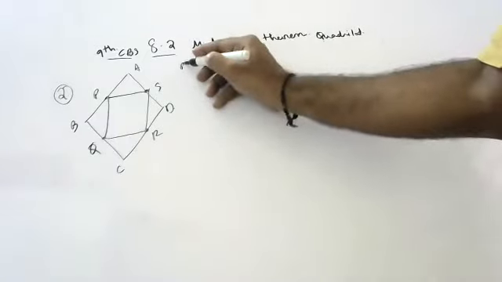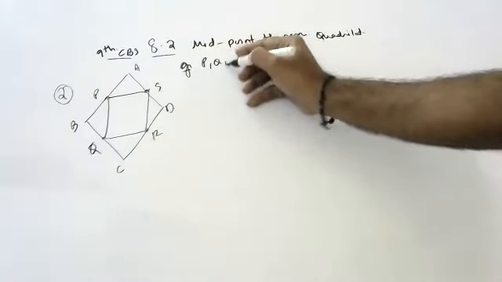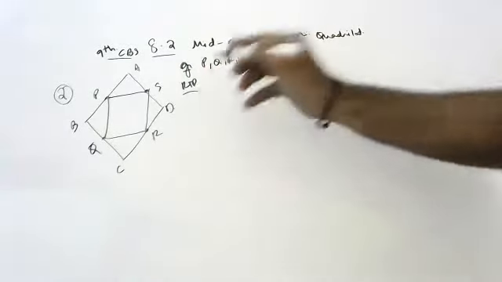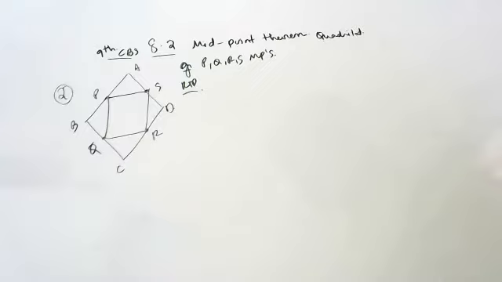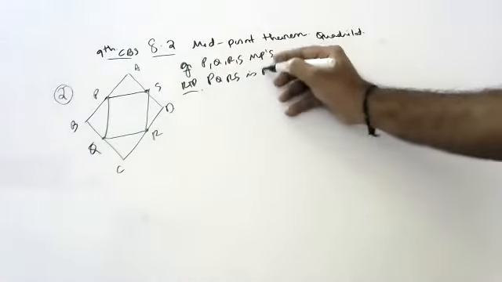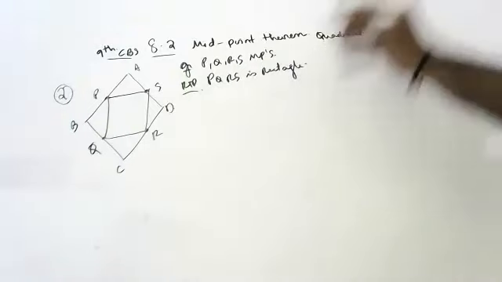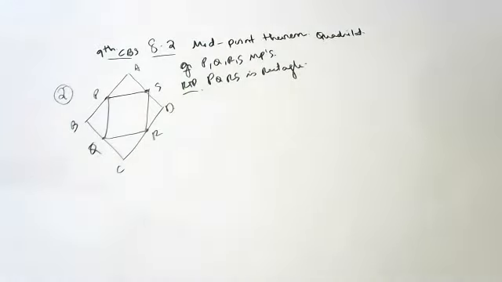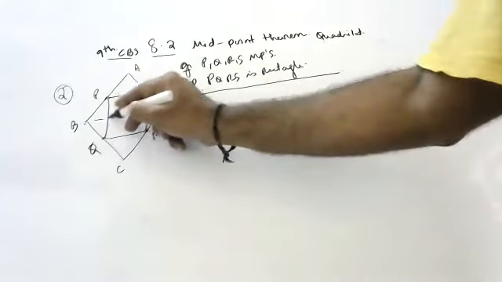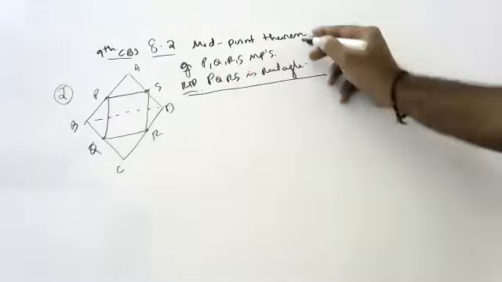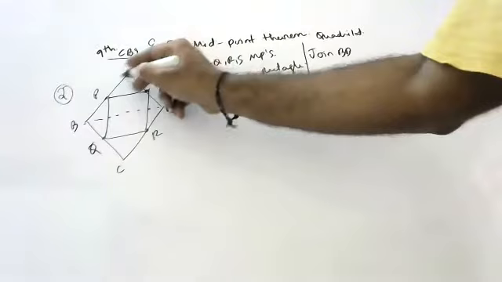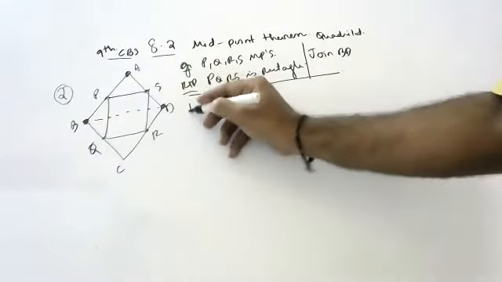So children, they have given that P, Q, R, S are midpoints. What we have to prove is that PQRS is a rectangle. First, let us do the parallelogram, then we'll do the rectangle. So join B, construction. Who will tell me about triangle ABD? Anyone wants to say about triangle ABD?